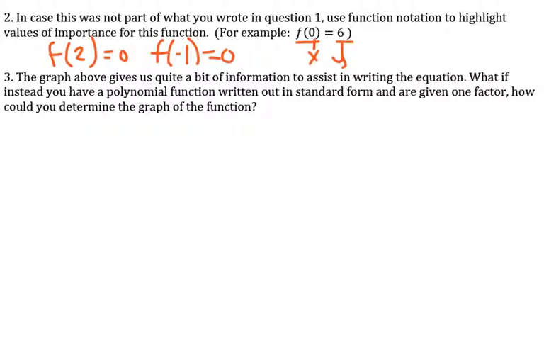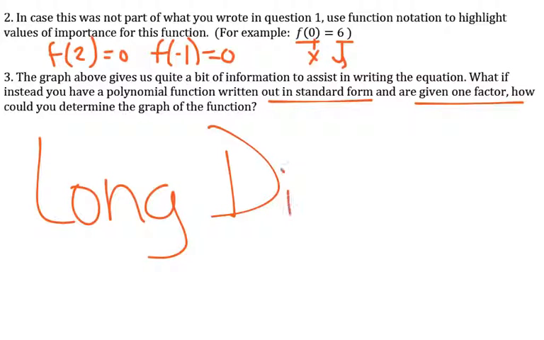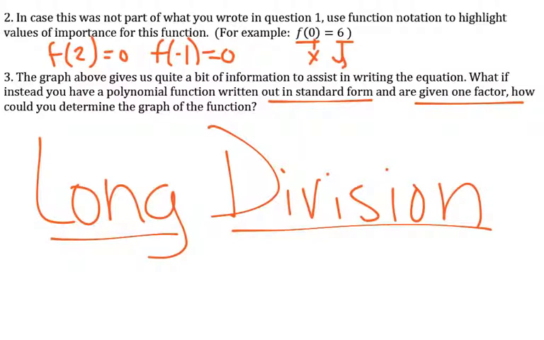So number 3 says, the graph above gives us quite a bit of information to assist in writing the equation. What if instead you have a polynomial function written out in standard form and are given one factor? How could you determine the graph of the function? Okay, so think about what we just did. That's what can be helpful. So that long division can help us determine the other factors.